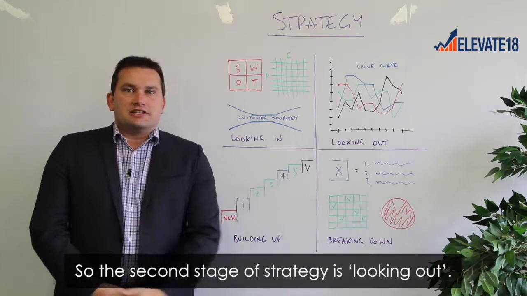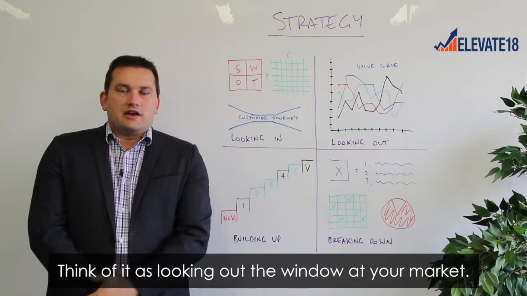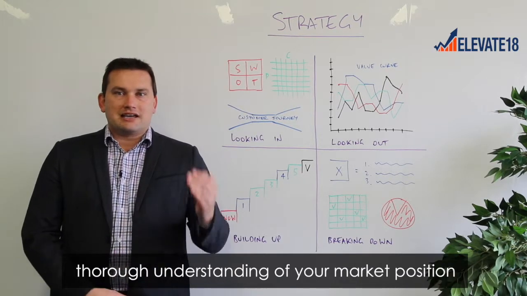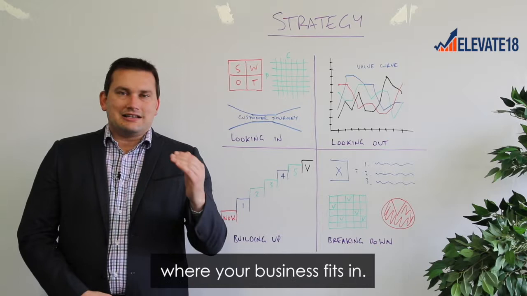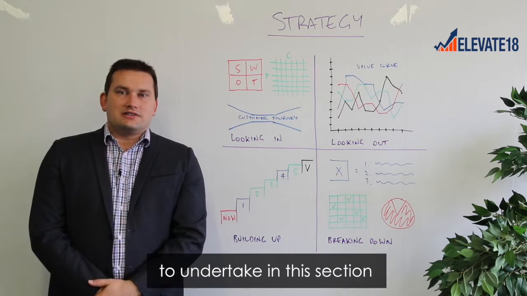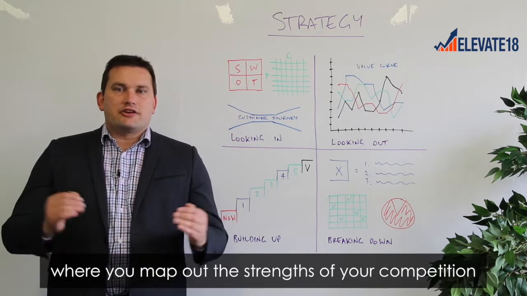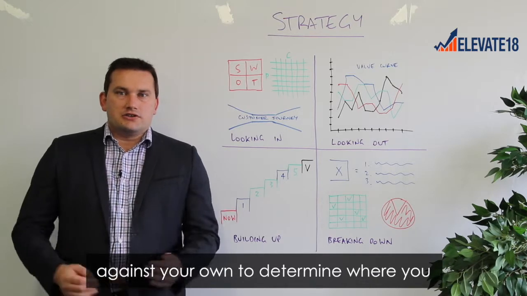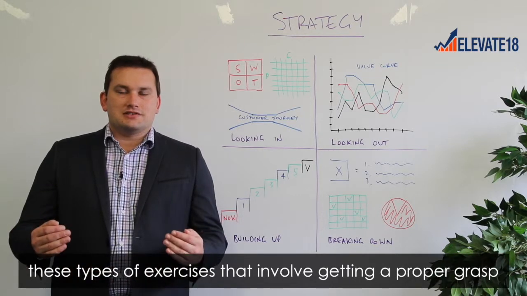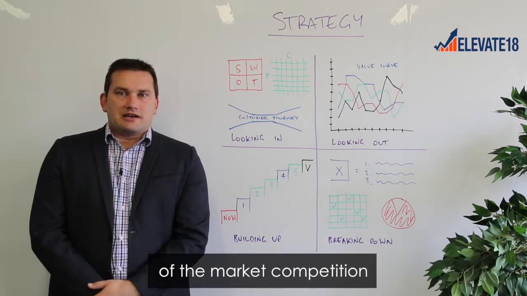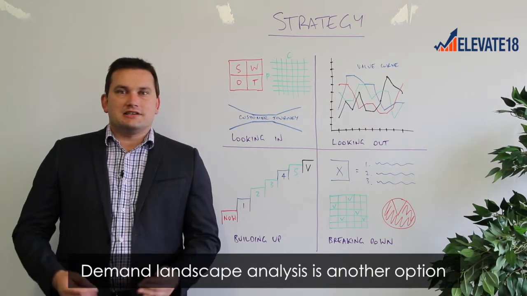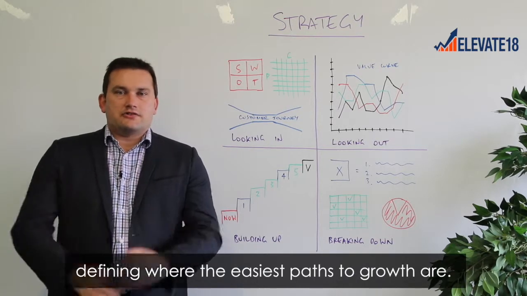So the second stage of strategy is looking out. Think of it as looking out the window at your market. The object of this step is to get a thorough understanding of your market position, your market conditions, and exactly where your business fits in. So a value curve analysis is a good exercise to undertake in this section, where you map out the strengths of your competition against your own to determine where you might have an advantage. Market position exercises involve getting a proper grasp of the market competition rather than just butting heads with them. And then demand landscape analysis is another option, defining where the easiest paths to growth are.